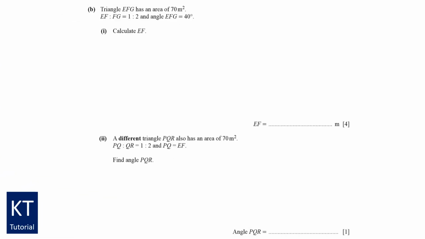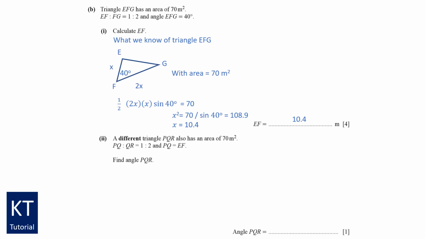Question 9b, triangle EFG has an area of 70 meters squared. EF in ratio to FG is 1 to 2, and angle EFG is 40 degrees. Calculate EF. In this case, I'm choosing to draw the triangle to better visualize what is said. From the formula for the area of triangles, half times 2x times x times sine 40 would be equal to 70. Then we solve for x.